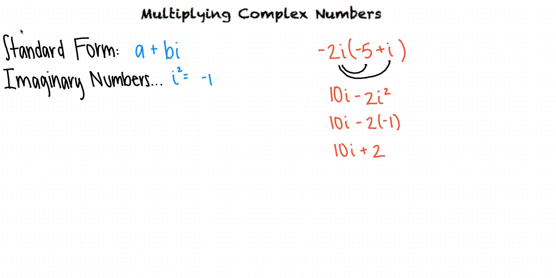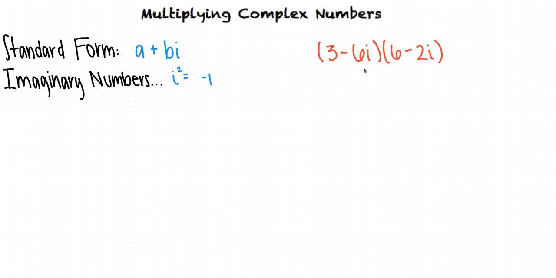So that's it? That's our answer? Well, almost. Standard form is written as a plus bi, so we want to write the imaginary term after the real term. Okay, so our answer in standard form is 2 plus 10i? That's right. Let's try another one.